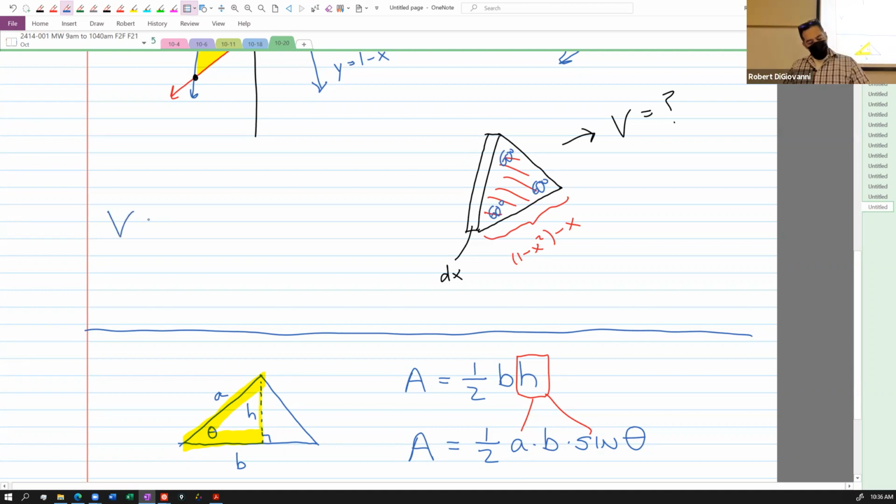So the area of, well, let's just do the volume. The volume then would be 1/2 A times B, that's this side times itself. So that's the same thing from earlier, 1 minus x squared minus x times itself, and then sine of 60 degrees. What's sine of 60 degrees?